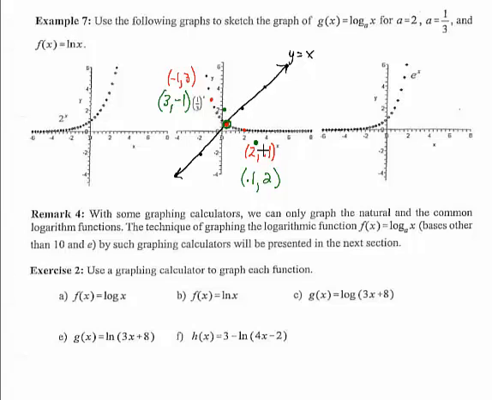I've got 3 dots now, and I just simply connect them. So if I start down here, which corresponds to this part of the exponential curve, I come in, I cross through this point on the y equals x line of symmetry, and then I shoot up through the third point, and then I get really close to the y-axis.